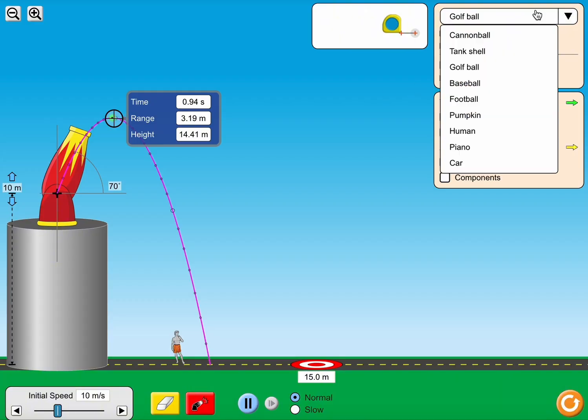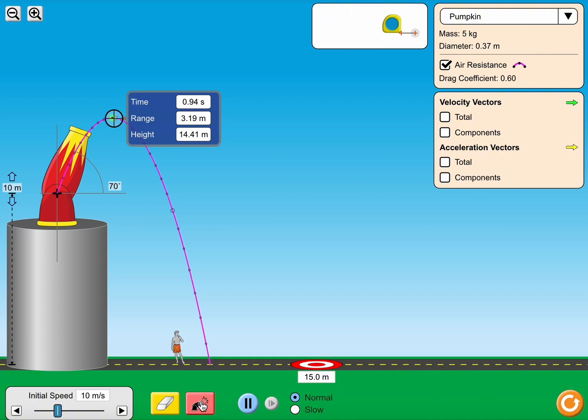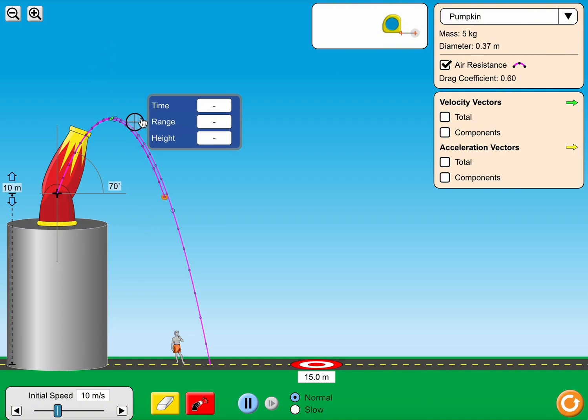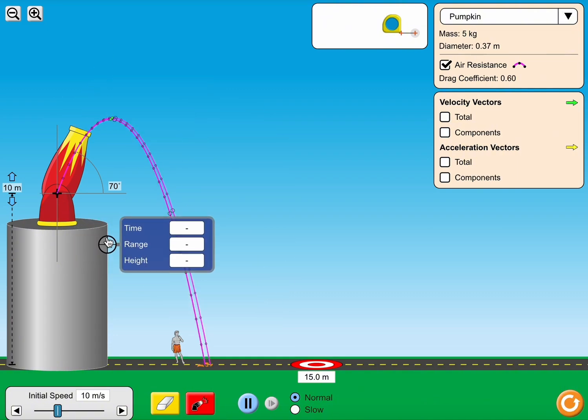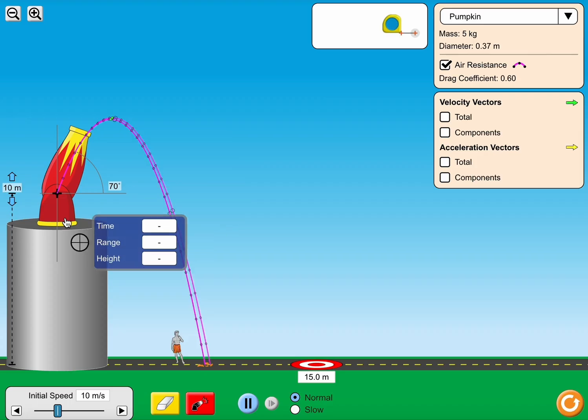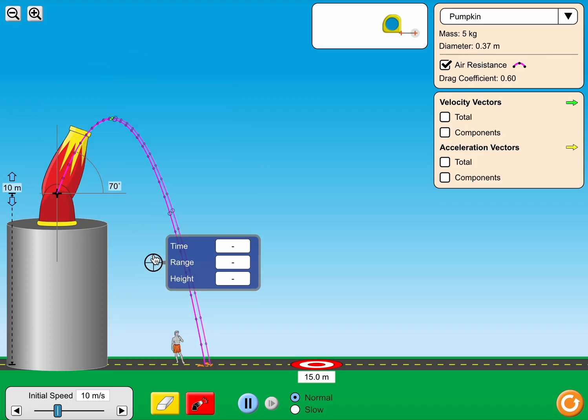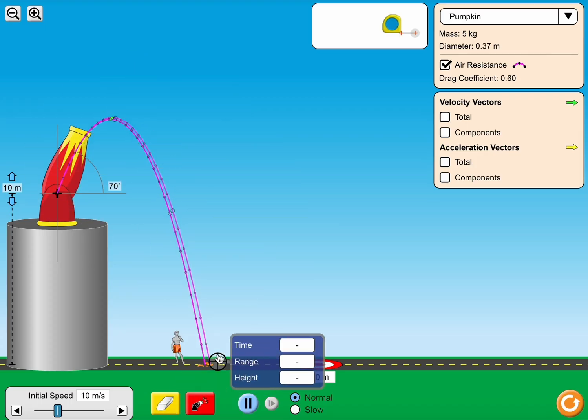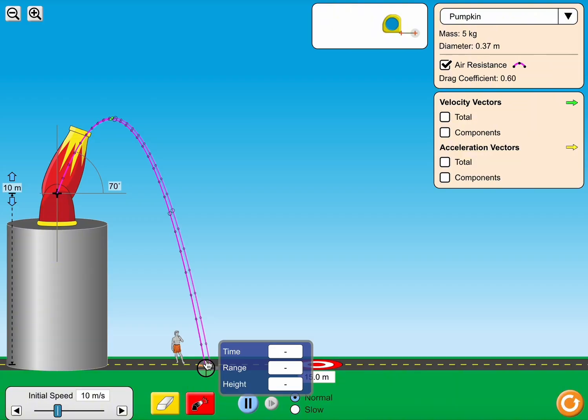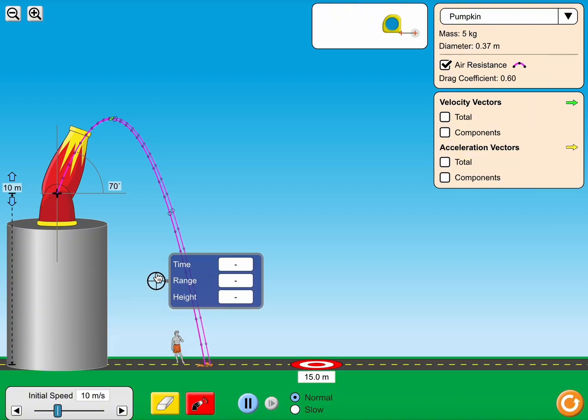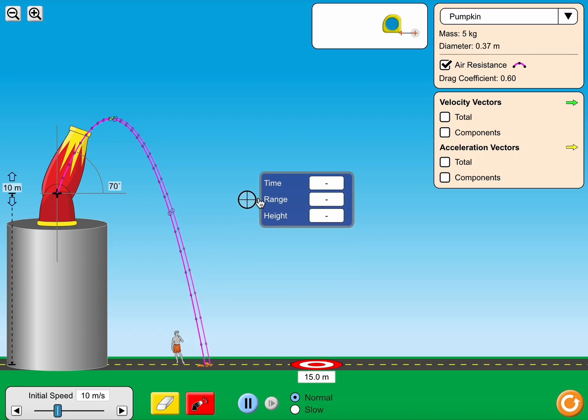And also, if we took a pumpkin and fired it, we see that we get almost the same trajectory as our golf ball, just a little bit closer to the cannon, no? Because the pumpkin is larger than the golf ball, so it slows down more.